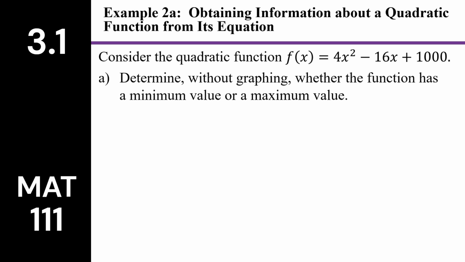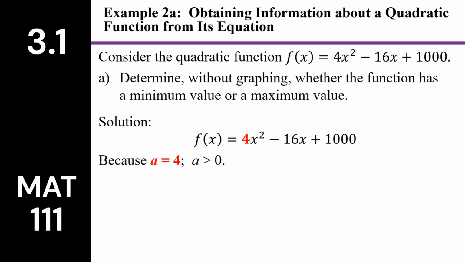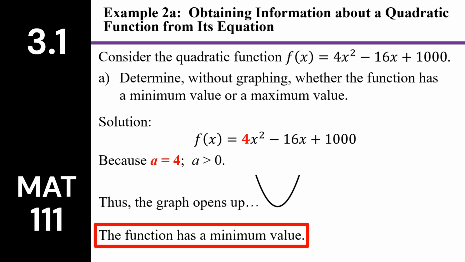For part A, we want to determine whether the function has a minimum or maximum value. Note that a is 4, and since a is greater than 0, the graph opens upward, so therefore the function has a minimum value.